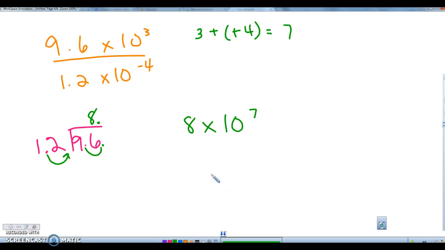So if you follow the work carefully, you should get 8 times 10 to the 7th, and there's no need to move any extra decimals because we get a whole number 8. The only thing to really watch is your integer operations. When I do 3 minus a negative 4, the minus and negative both become positive, and so I have 3 plus 4 is 7.